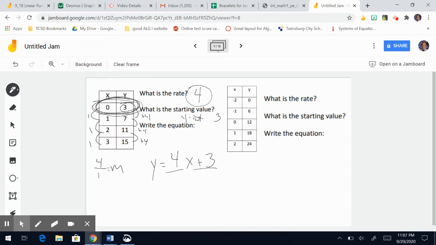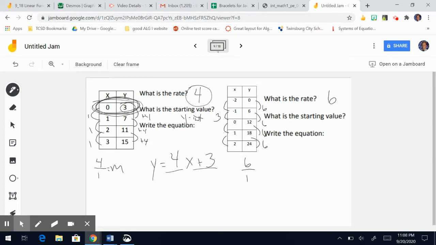Here, what's the rate? Remember, we start with the y's first. 0 to 6, positive 6. 6 to 12, positive 6. 12 to 18, 18 to 24. So we're plus 6 on top. And our rate of change on the bottom, positive 1, positive 1, positive 1, positive 1. So our rate of change is 6.